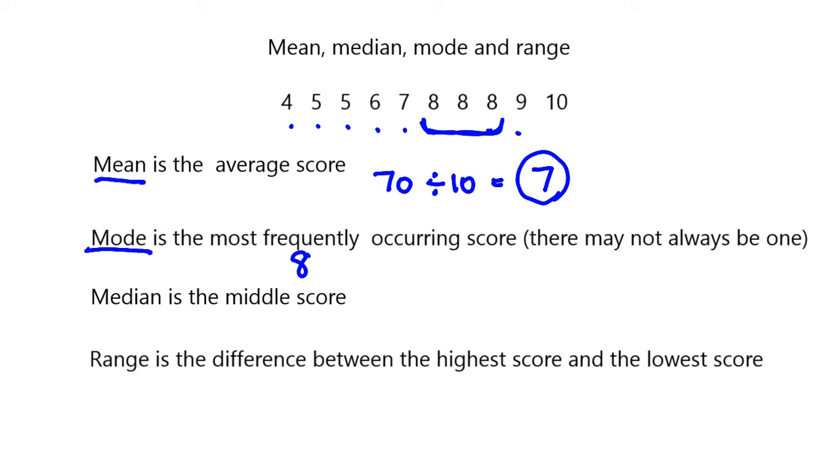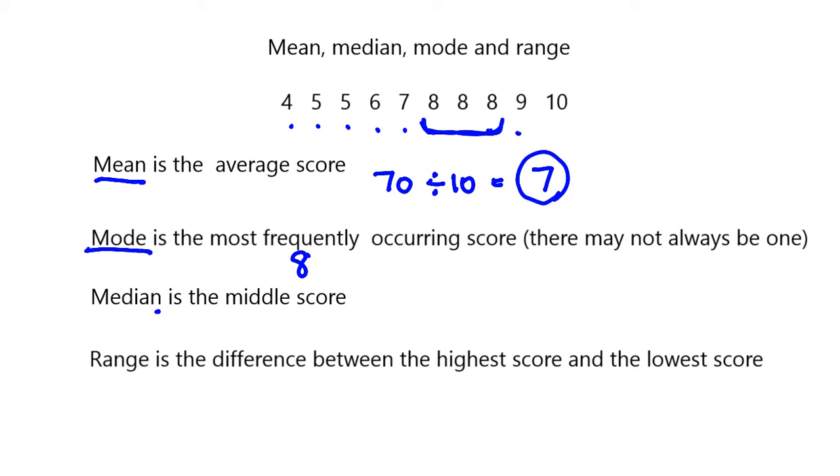Now, if one score doesn't occur more frequently than the others, then there may not always be a mode, or there may be more than one. For example, if another student had scored a 5, so that 3 students scored 5 and 3 students scored 8, then we would say that 5 and 8 are both the modes.